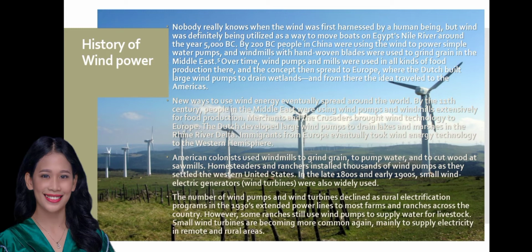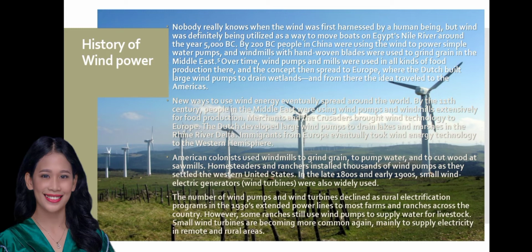By 200 BC, people in China were using the wind to power simple water pumps, and windmills with hand-woven blades were used to grind grain in the Middle East. Over time, wind pumps and mills were used in all kinds of food production there. And the concept then spread to Europe, where the Dutch built large wind pumps to drain wetlands, and from there the idea traveled to the Americas.